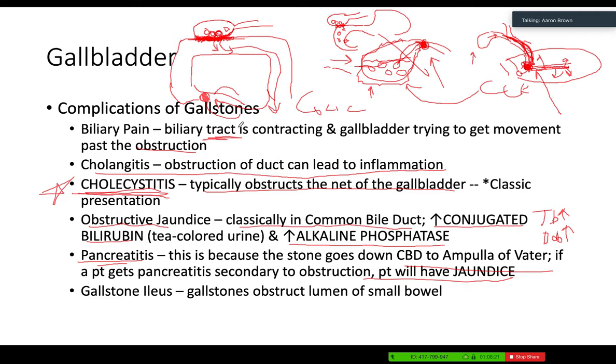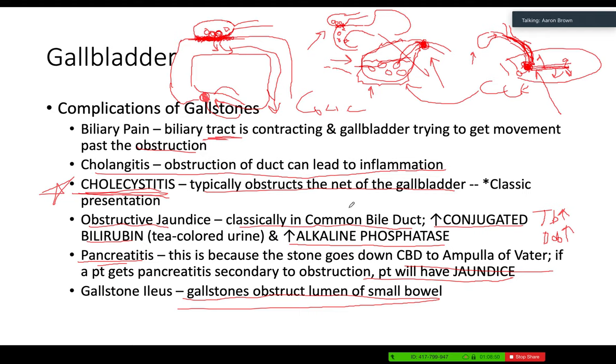The USMLE wants you to know these two ways to get a fistula, and especially the way to get an obstruction, okay? So here, gallstone ileus, gallstones obstructing the lumen of the small bowel, this is going to be due to that fistula at the area of the duodenum. Okay, does that make sense? Yes. Okay. Excellent. Anything else I wanted to say on that?